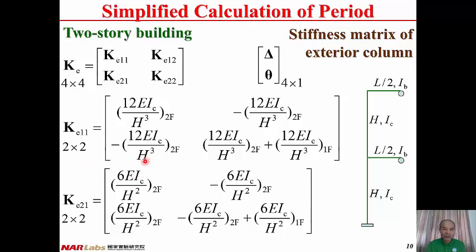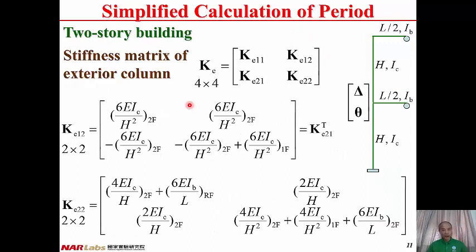So we have already constructed these two submatrices, KE11 and KE21. If we go further, if we would like to have a unit rotation at the roof, that's the lateral force required, that's the moment required. If we would like to have a unit rotation at the second floor, that's the lateral force required, that's the moment required. So that we can construct KE12.